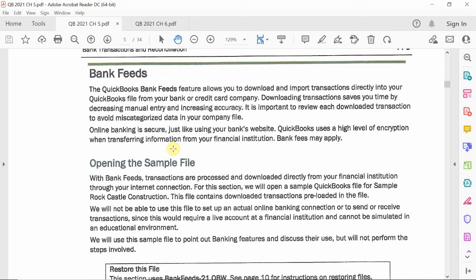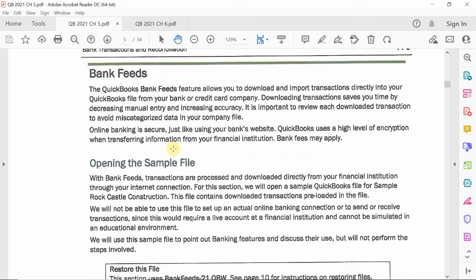Now, of course, the danger of that is you're giving QuickBooks access to your actual bank account. So you definitely want to be extremely careful in regards to having anybody have access to your computer.